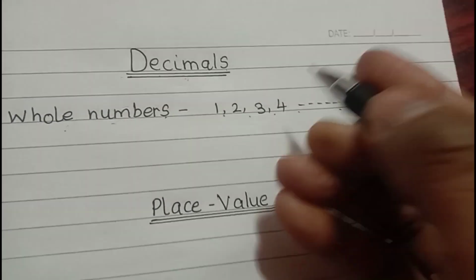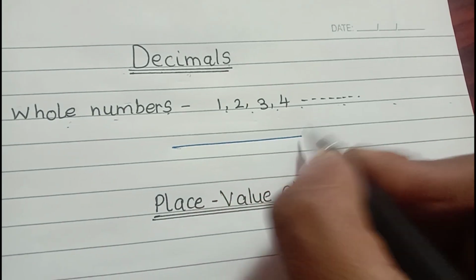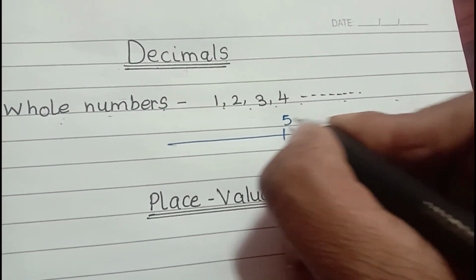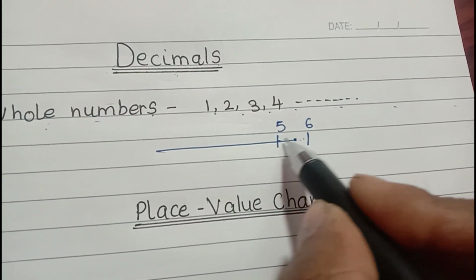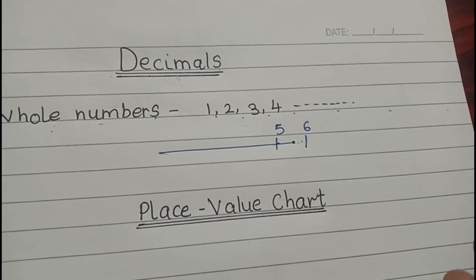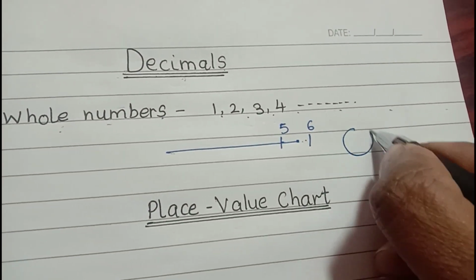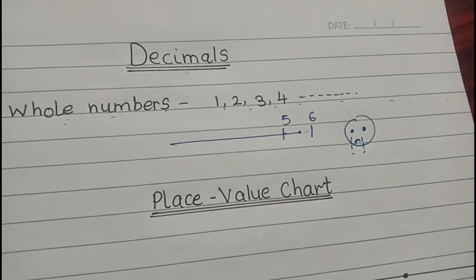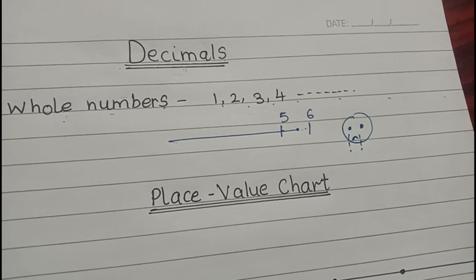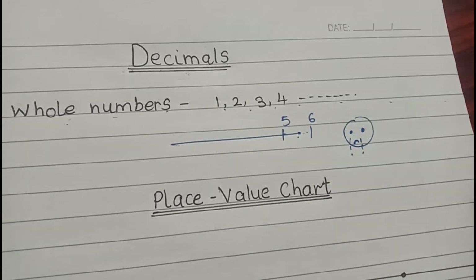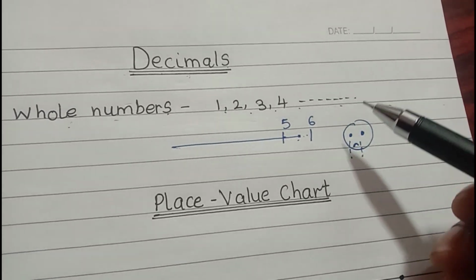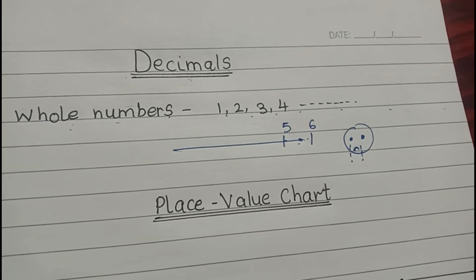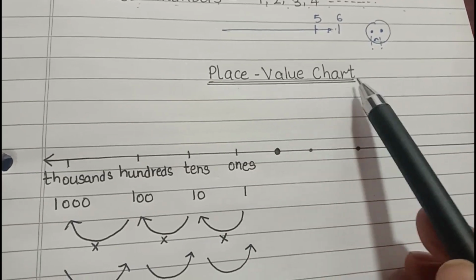Means what? Means if I am measuring a ruler, suppose we made a ruler and its value is lying between 5 and 6. For a value between 5 and 6, we don't have a number. Then that place starts crying, "Oh, I don't have a number for that." So what we did, we created a place here. But how? We created a place by taking numbers lesser than 1. Let's see the place value chart first.